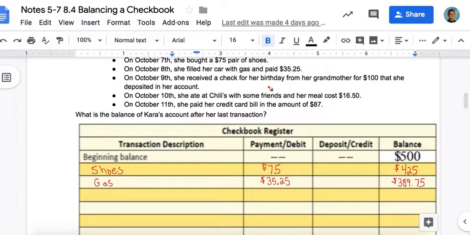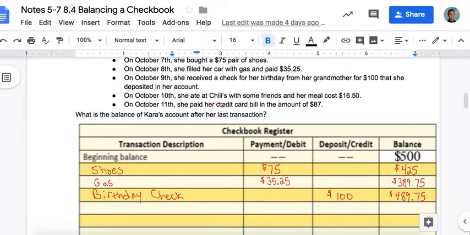Then on October 9th, she received a check for her birthday from her grandmother for $100 that she deposited in her account. So we have a birthday check of $100. Now, this is a deposit or a credit because she earned this money. So now we're going to add that $100 to our remaining balance here, and then she now has $489.75.